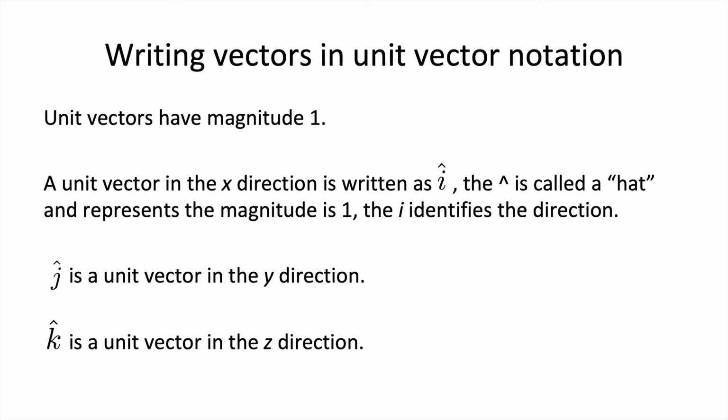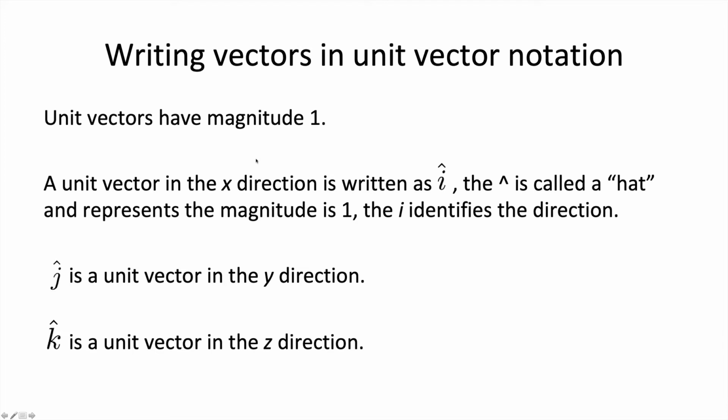Now, you'll learn to write vectors in unit vector notation in Maths 1A. So some of you have probably already seen this, but for others, it's new. So unit vectors are vectors which have magnitude 1. That's why they're called unit.